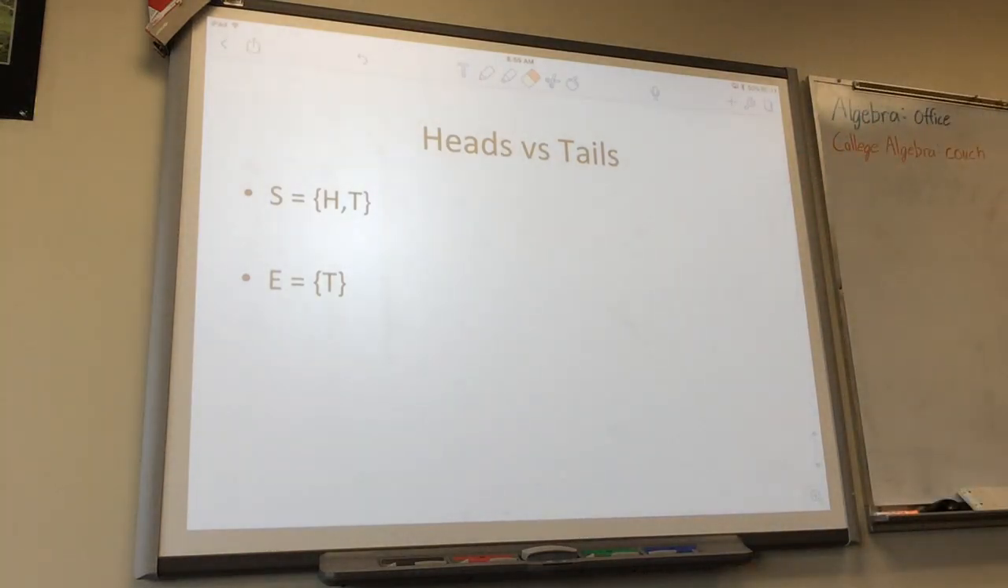Okay? If I flipped 2 quarters at the same time, this isn't on your notes, but if I flipped 2 quarters at the same time, what would our sample space be?